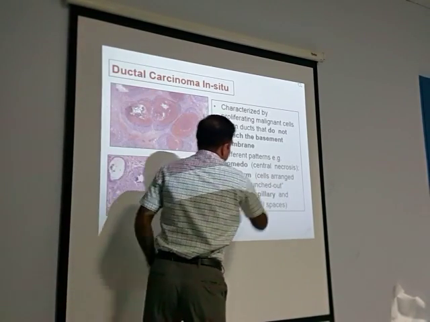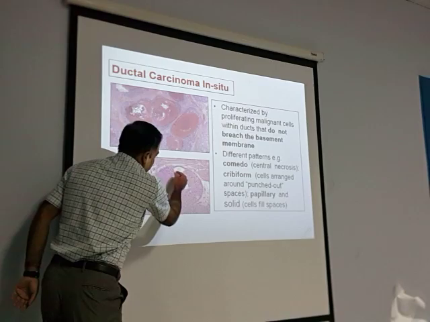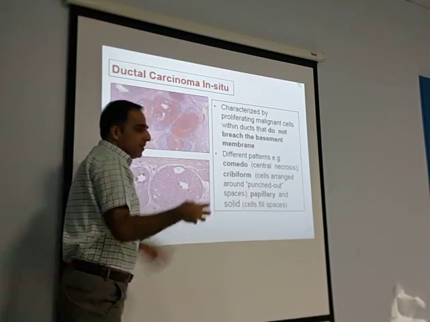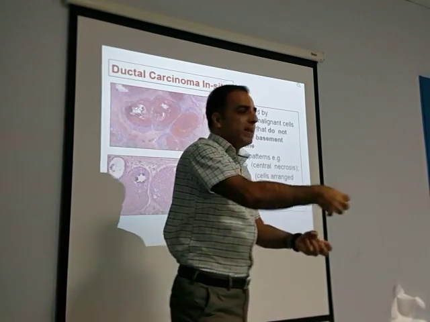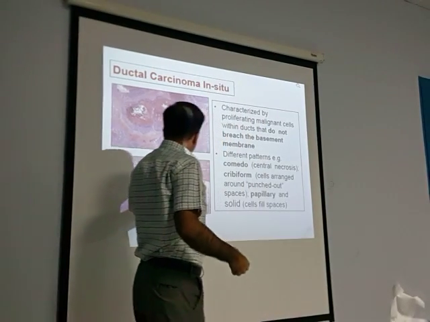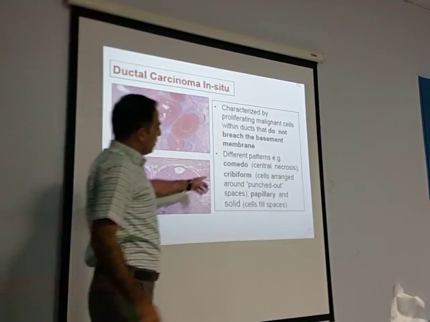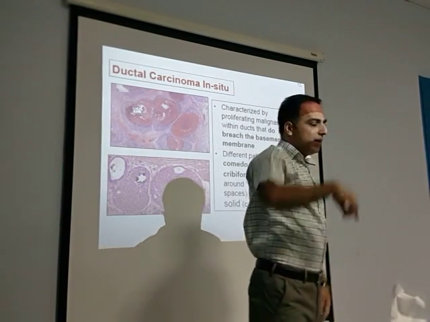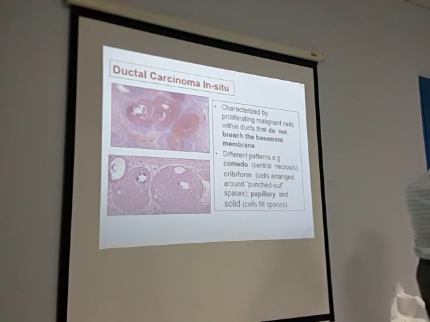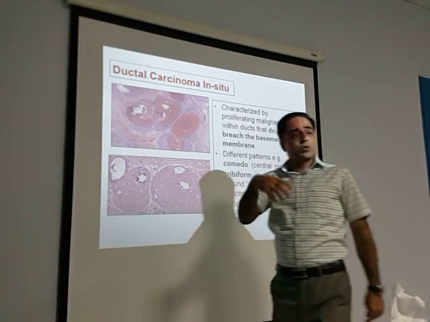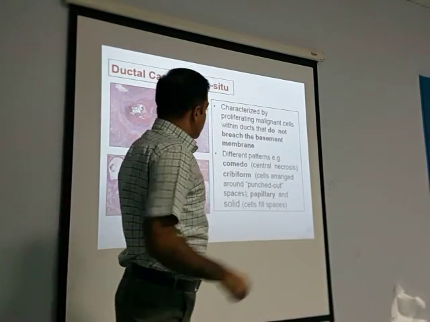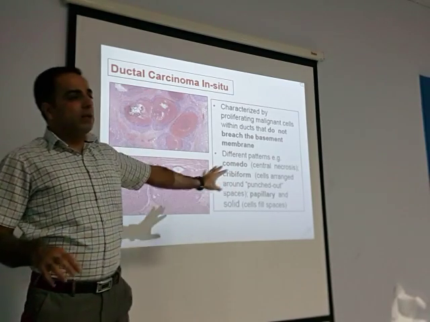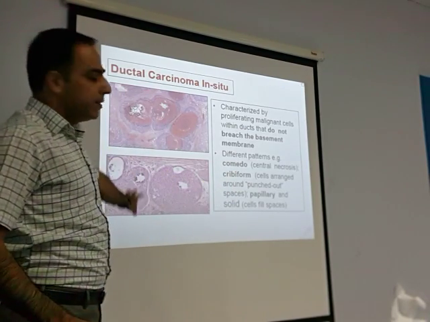Then the cribriform pattern. You have small spaces inside this solid variant, punched-out spaces, as if somebody has punched out these cells. This is the cribriform variant. Then you have the papillary, where you can find papillae within the ducts. So depending upon which you find, you can have all the ducts filled with solid cells, central necrosis in the comedo pattern, papillae, or the cribriform pattern. All the patterns can be seen. Is it clear? Yeah.